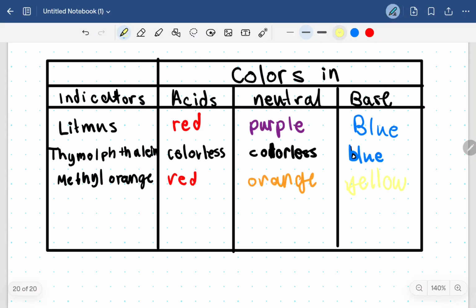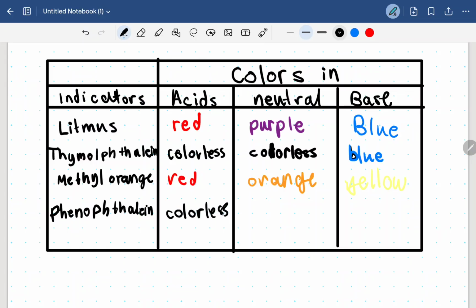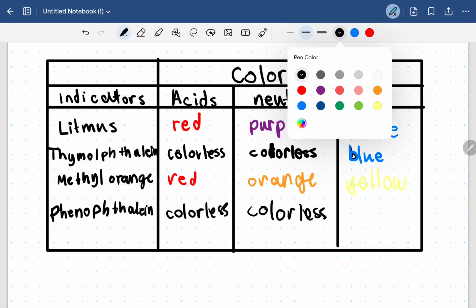And now last one, another one where I'm barely gonna attempt to pronounce. Phenolphthalein. This thing, it's colorless in acids, colorless here, and it's pink in bases, so pink.